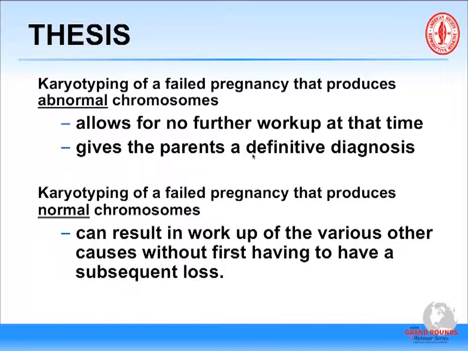So stay with me because this seems paradoxical. If we karyotype a failed pregnancy that produces abnormal chromosomes, that's a good thing. It gives the parents a definitive diagnosis, and it allows for no further workup at that time because it should not be repetitive. However, if you karyotype a failed pregnancy and you get normal chromosomes, well, then you might want to do a workup for that 30% of things that might be expected to be repetitive. So we don't have to talk about, is habitual miscarriage 3 losses, 2 losses? If you have the opportunity, you can karyotype a first pregnancy and triage people to either no further workup or maybe work them up at that point.